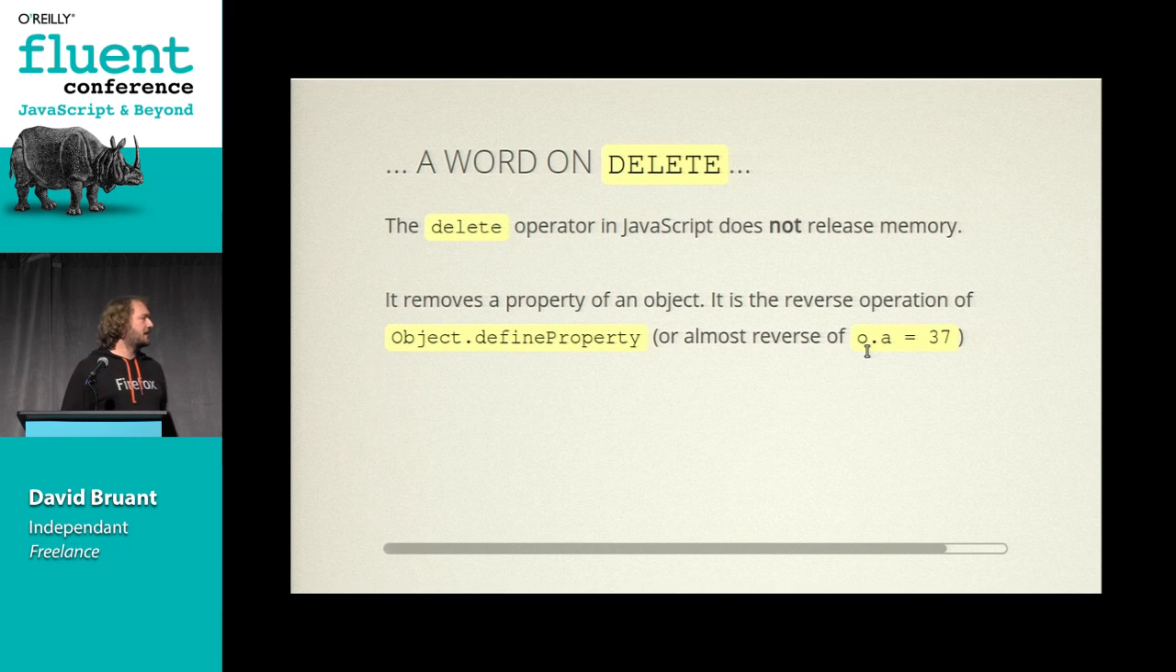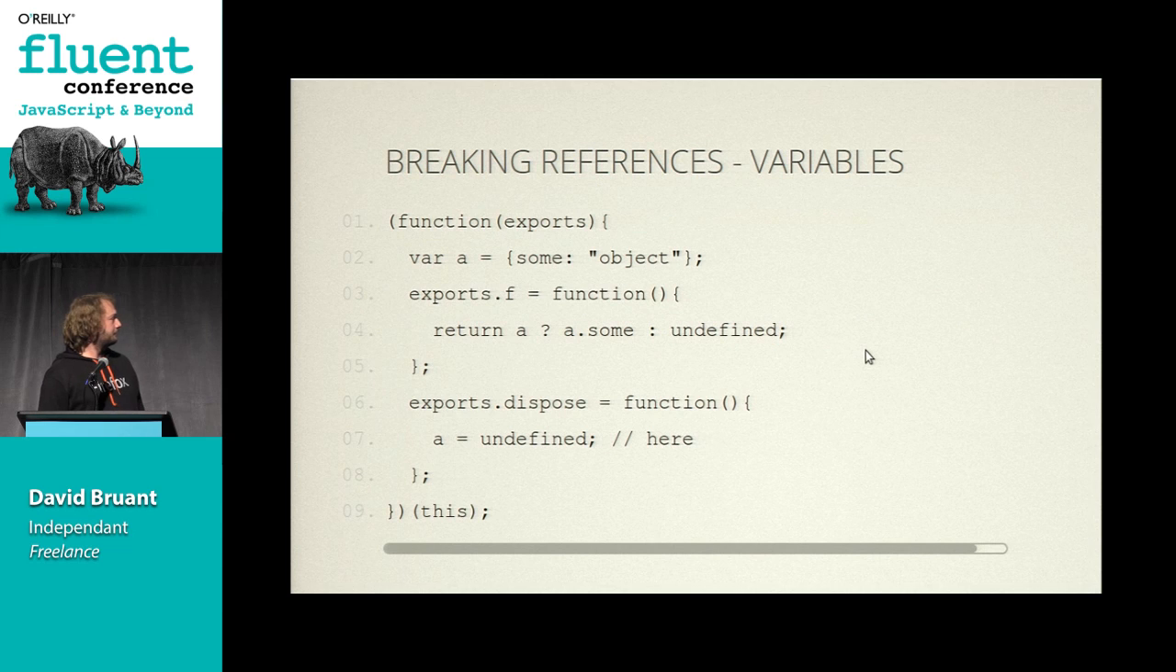A word on delete. You can read on the web sometimes that delete releases memory. Just don't listen to that. Delete is just the opposite of Object.defineProperty. Object.defineProperty defines a new property on an object, and delete just removes the property. So that's a way to break a reference, which may end up in garbage collection of the object that was connected, but not always if there are other references to this same object. So keep that in mind.